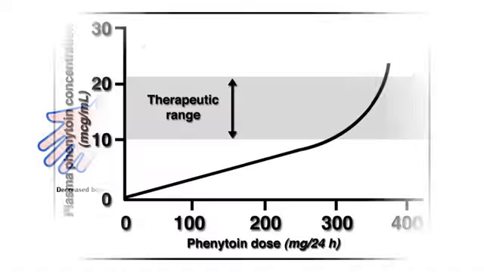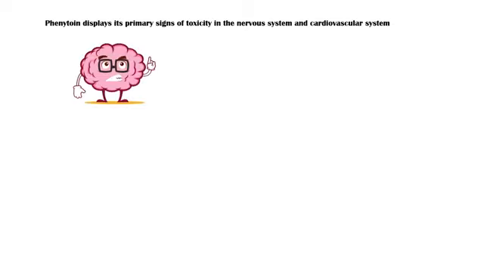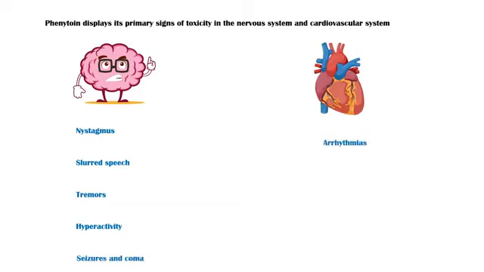Since phenytoin is a medication with a narrow therapeutic index, it is important to know the toxic effects of the drug. Phenytoin displays its primary signs of toxicity in the nervous system and cardiovascular system. Main central nervous system effects include nystagmus, slurred speech, tremors, hyperactivity, seizures, and coma. In the cardiovascular system, it can cause life-threatening arrhythmias, hypotension, and cardiovascular collapse.